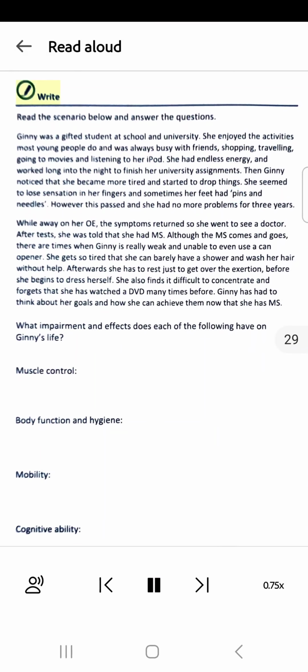Read the scenario below and answer the questions. Ginny was a gifted student at school and university. She enjoyed the activities most young people do and was always busy with friends, shopping, traveling, going to movies and listening to her iPod. She had endless energy, and worked long into the night to finish her university assignments.